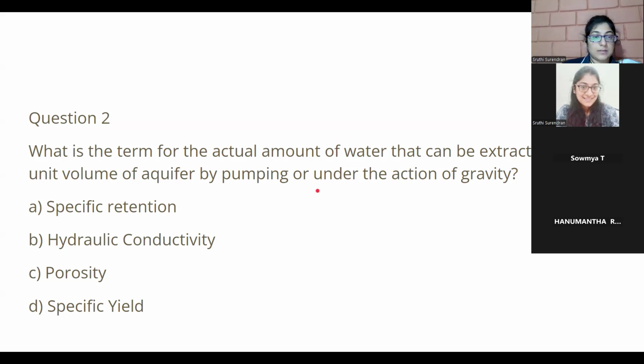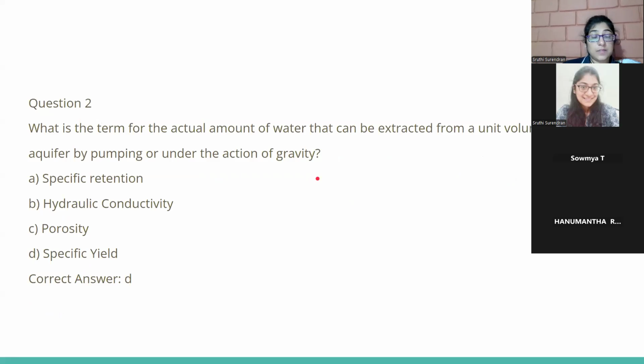Okay, so the correct answer is specific yield. We know that specific yield is the amount of water that is going through a unit volume of aquifer per unit head. And specific retention is the amount of water that is retained, not flowing out of the aquifer. Specific retention is the amount of water that is retained in the unit volume of aquifer after the water has flowed out as a result of gravity.